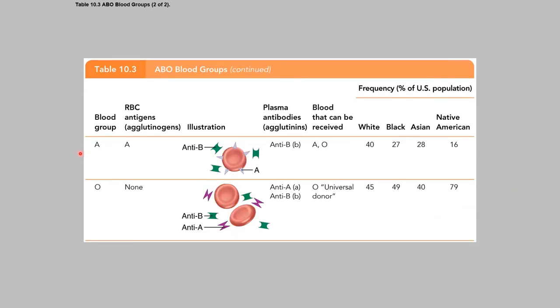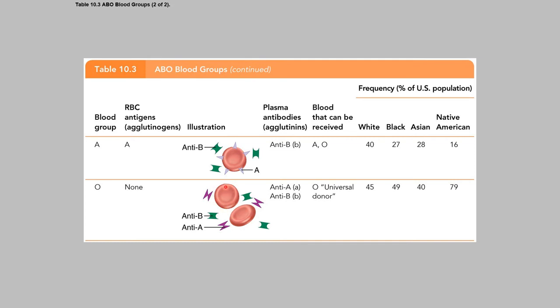We continue on. An individual who is type A has the A marker. They have anti-B in their plasma as the antibodies. They can receive type A and they can receive type O. And then type O, they do not have any of those markers on the surface of the red blood cell. So they are known as a universal donor.